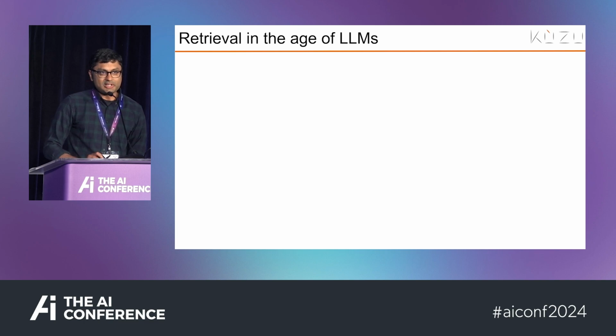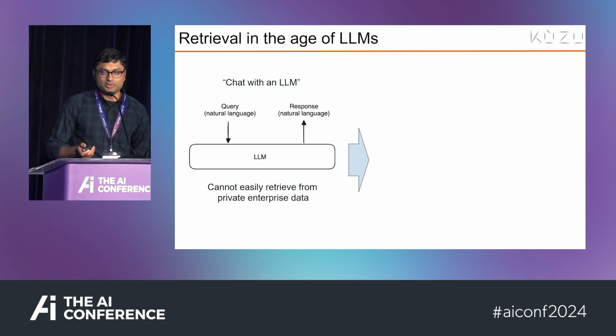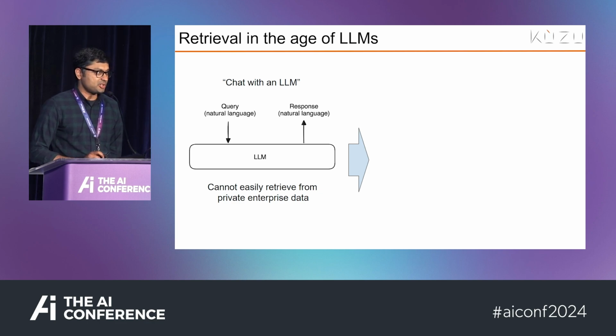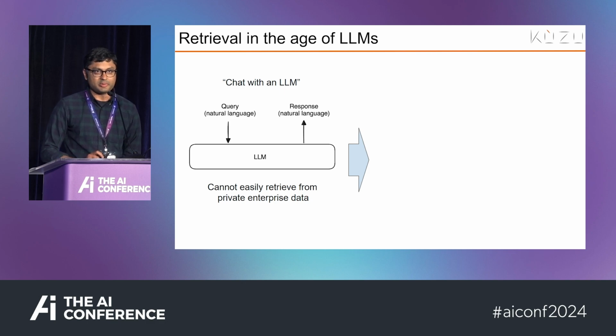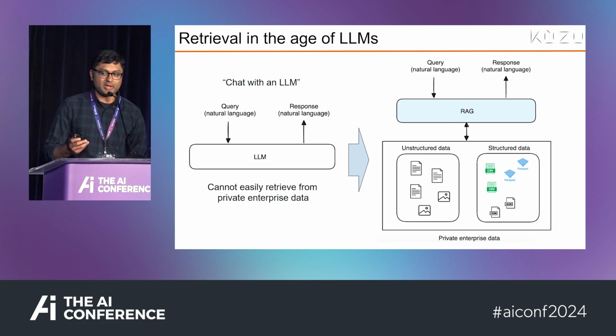First and foremost, let's look at retrieval in the age of LLMs. We all know the ChatGPT interface, which is you send a query in natural language, you receive a response in natural language, and the data goes through the LLM. Now, you cannot easily retrieve private enterprise data from these systems because they were not trained on your private enterprise data. So there comes about RAG, which is you have unstructured data and structured data, which is private to your enterprise and your organization, and you collect them and store them, and you build a system on top of it that allows you to query that data using natural language.